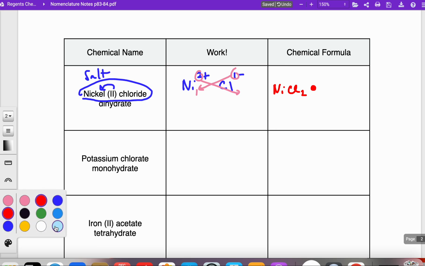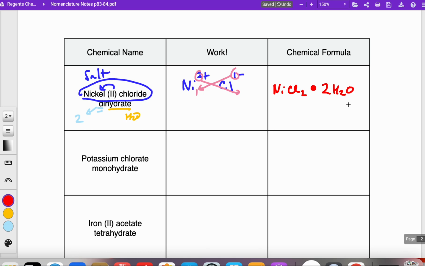Now for the next part, I see this di, which means 2. So instead of di, I put a 2. And for that term hydrate, we replace it with H2O. So it's NiCl2 big fat dot 2 H2O.